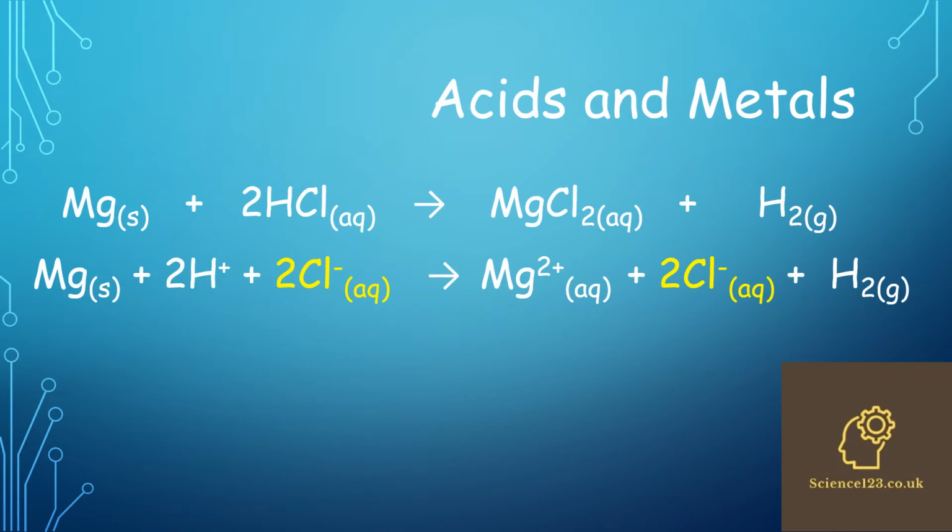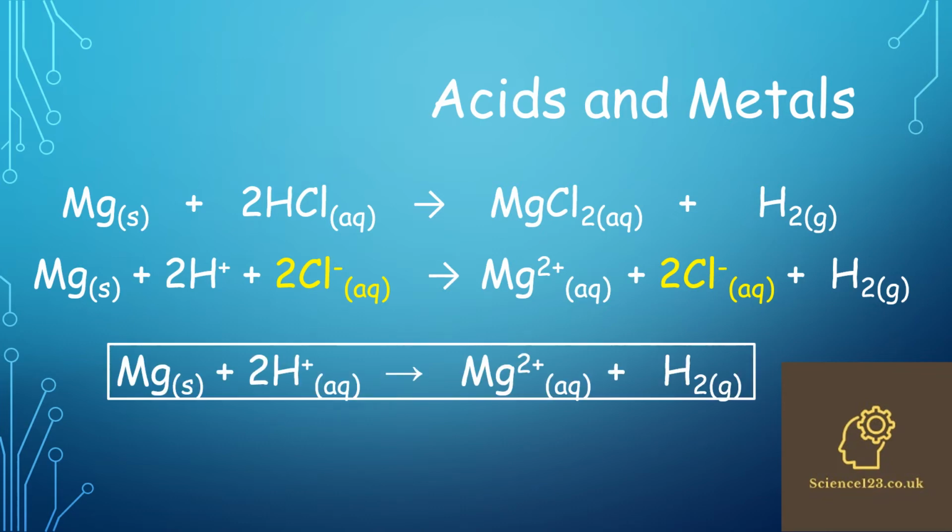As an example of a reaction between an acid and a metal, let's use magnesium and hydrochloric acid. Notice in the full balanced symbol equation that there is a 2 in front of the HCl. Each one will release a H+ and a Cl-.